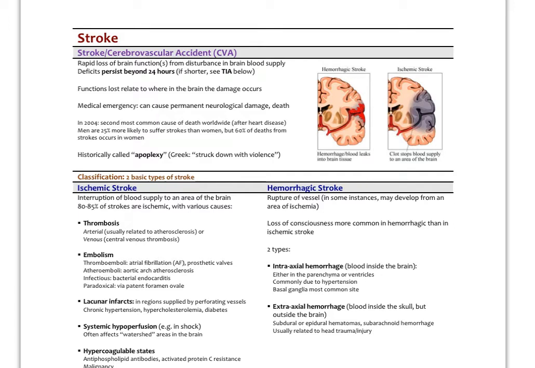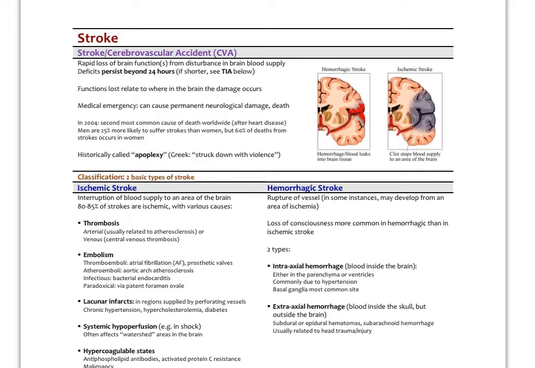So this is a rapid loss of brain function or functions from a disturbance in the brain blood flow. And that's where the deficits actually in a stroke persist beyond 24 hours. If they're less than 24 hours, we tend to think a patient has what's called a TIA, transient ischemic attack. Not as serious as a stroke, although that might be an indicator of future potential stroke. So CVA, the neurological deficits last for more than 24 hours.